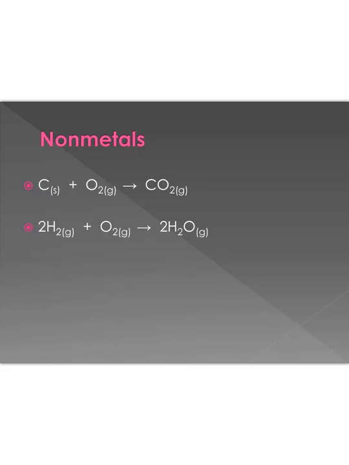Nonmetals can also be combined together to make covalent compounds or molecular compounds. These are harder to predict, so we'll stick with the ionic ones. When we do the metal-nonmetal combination, it's easier to predict what the formula is based on the charges. But here are two examples of nonmetal combinations to form some molecules. Carbon and oxygen make carbon dioxide, and hydrogen and oxygen make water.